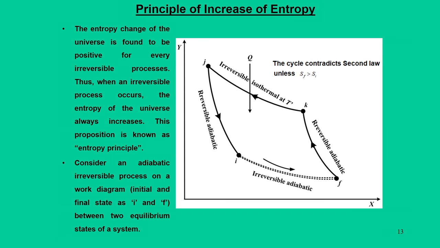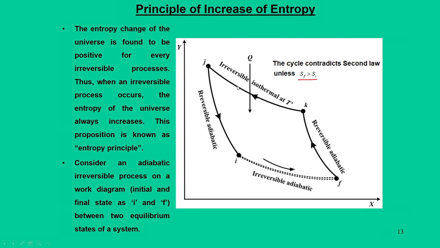Now, to prove it in a more elaborate way, another way of looking at it is to assume that the second law of thermodynamics is correct, for which the entropy of the final state is always greater than that of the initial state. If this is true, this has to be true.